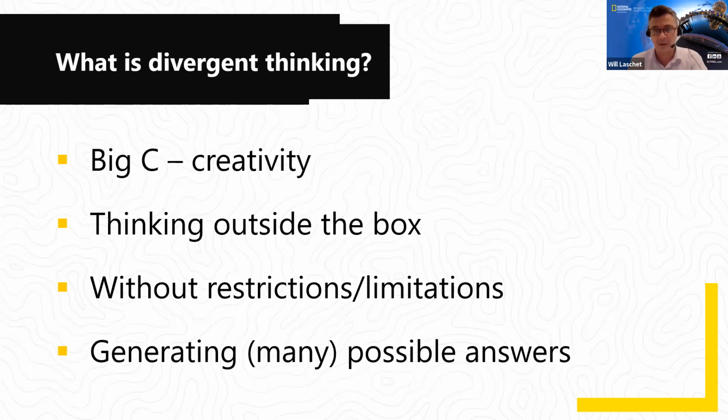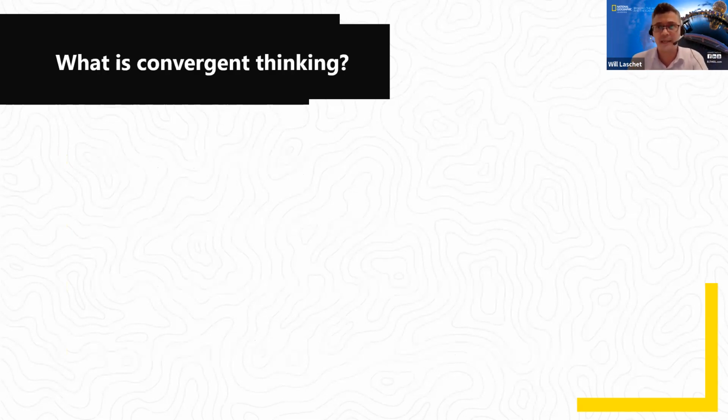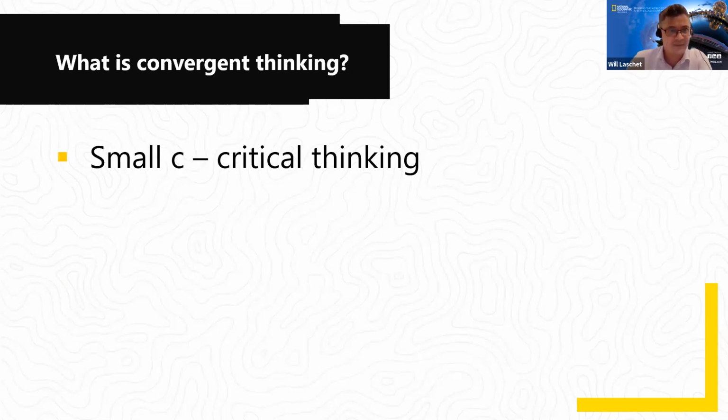So let's have a quick look at convergent thinking. If divergent thinking is big C, then convergent thinking is small c. And which of the 4 C's is this related to? Kathleen has got it. It is related to critical thinking. That is absolutely right. Well done.